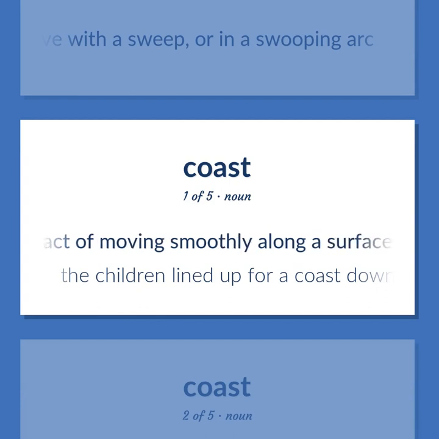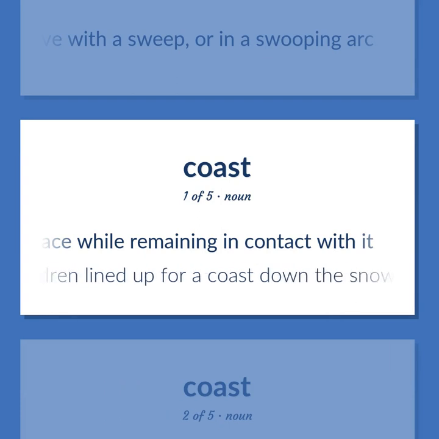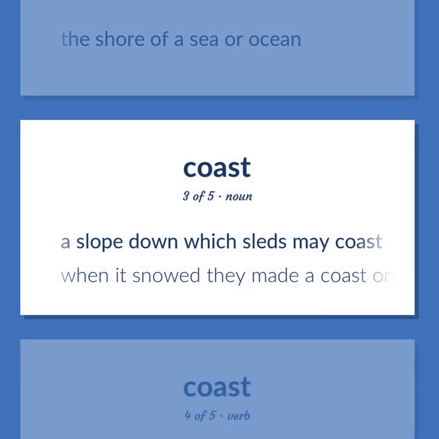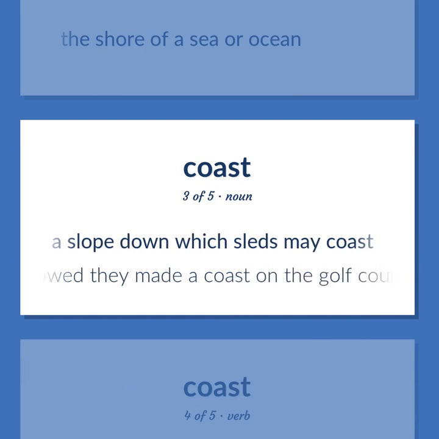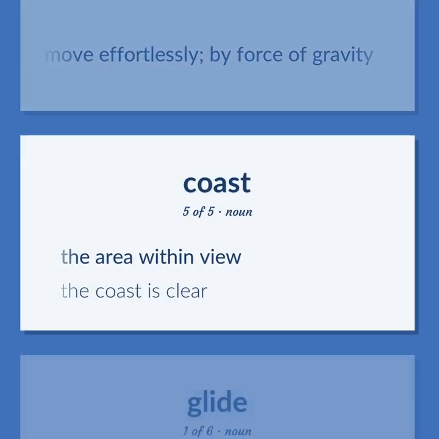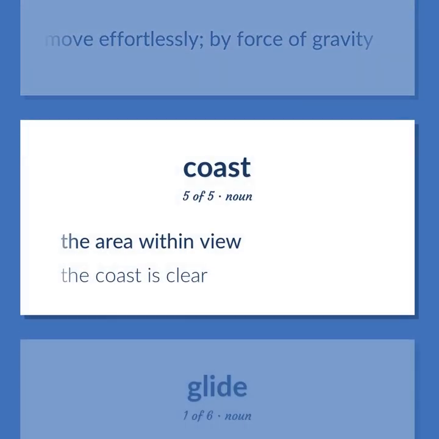The act of moving smoothly along a surface while remaining in contact with it. The children lined up for a coast down the snowy slope. The shore of a sea or ocean. A slope down which sleds may coast. When it snowed, they made a coast on the golf course. Move effortlessly, by force of gravity. The area within view. The coast is clear.